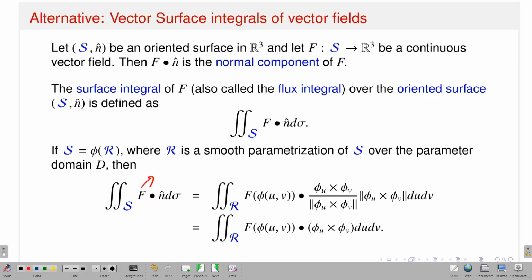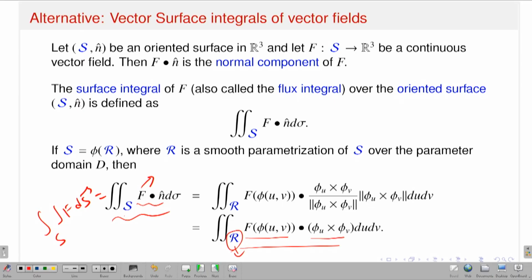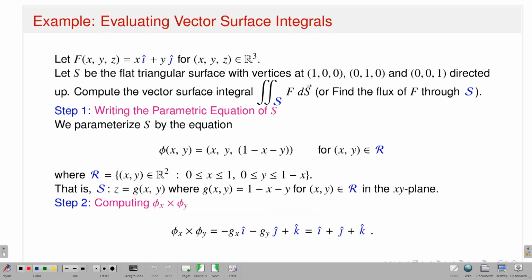So if I have a vector field capital F with orientation n cap, the vector surface integral, that is the integration over S of F dot dS cap, is nothing but the scalar surface integral of the function F dot n cap over the smooth surface S. If my smooth surface S has a parameterization phi, it is the double integral of capital F of phi(u,v) dot phi_u cross phi_v over the region, the domain of my parameterization phi, times du dv. Okay, so one example I discussed.